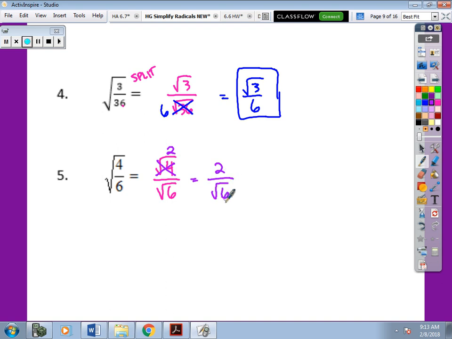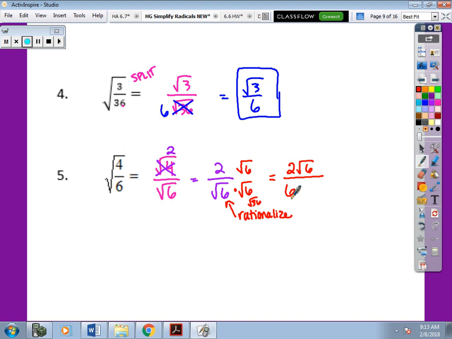Can I leave that as my final answer? Am I allowed to have a square root in the denominator? No. So I have to rationalize this. And to rationalize, you just multiply by whatever's down there. Whatever you do to the bottom, you do to the top. Make sure you don't make this 12. This will just be 2 root 6 over the square root of 36, which is just 6.